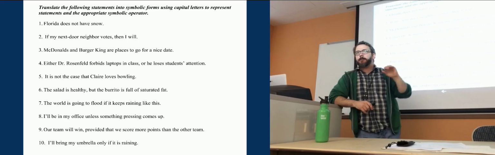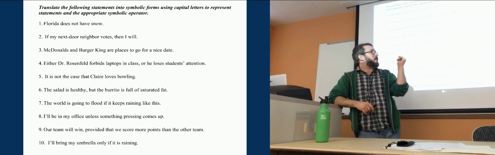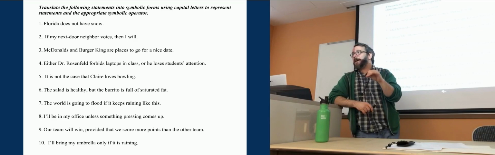So for example, let's look at our first one. Florida does not have snow. This looks like maybe it's a simple proposition all on its own. Let's make it just a little more complex. How about Florida does have snow? And it seems like what I'm saying here is it's not the case that Florida has snow. So what letter do you want to use for Florida has snow?